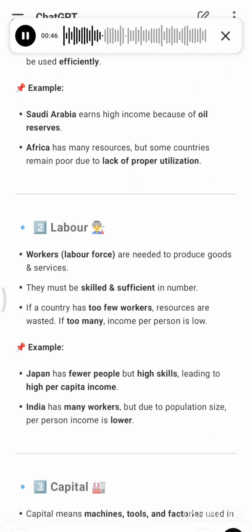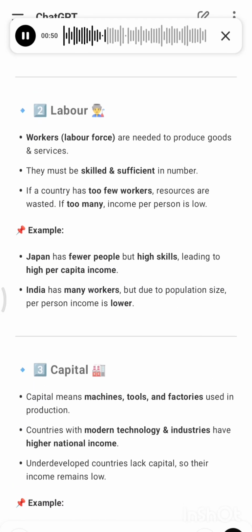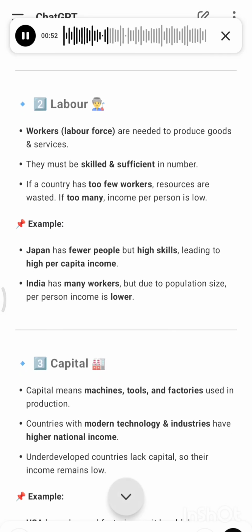2. Labor force. Workers are needed to produce goods and services. They must be skilled and sufficient in number. If a country has too few workers, resources are wasted. If too many, income per person is low. Example: Japan has fewer people but high skills, leading to high per capita income. India has many workers, but due to population size, per person income is lower.